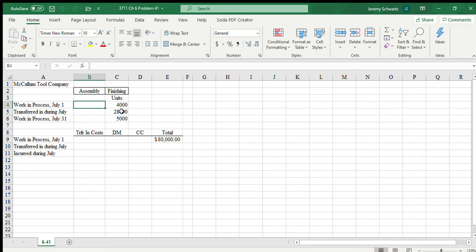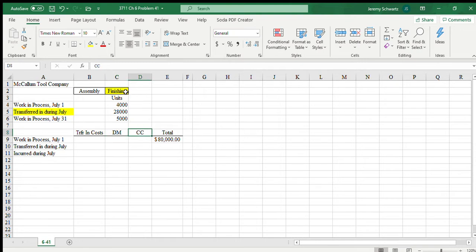Okay, we're going to be working on McCallum Tool Company number 641, dealing with the second production department, finishing here. And as such, you'll notice that since this is the second production department, we have the heading of transferred in regarding the units as well as costs. We'll be dealing with a third cost element, so we have transferred in costs, direct materials, and conversion costs.